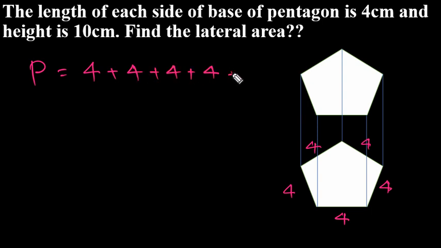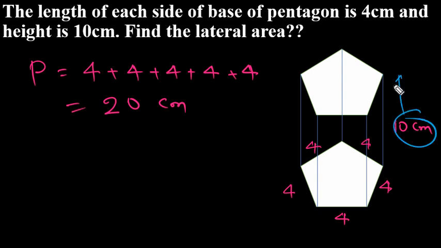For simplification, I'm writing this way if someone is new to this. So this is 5 times 4, so this is basically 20, and the unit is centimeter, right? Now the height is how much? 10 centimeter. So height along this is 10 centimeter, right? This is your height. You can take from any of the point to the top, bottom to the top, okay? So the height is 10.